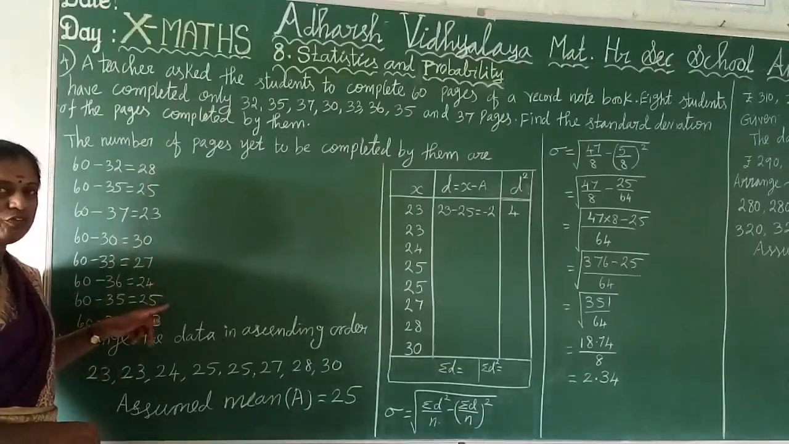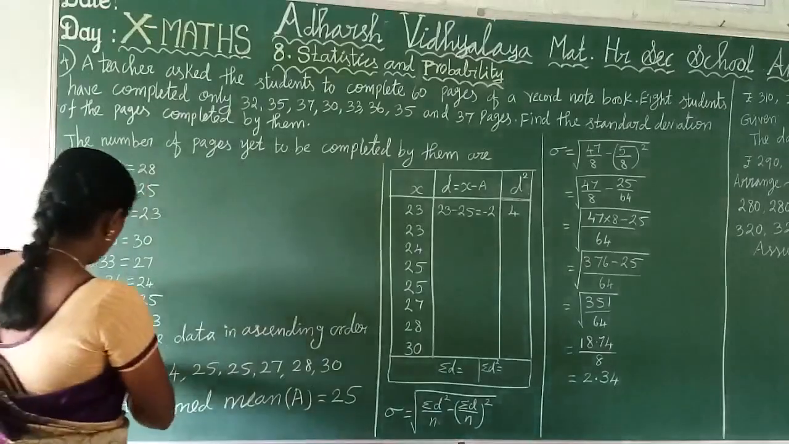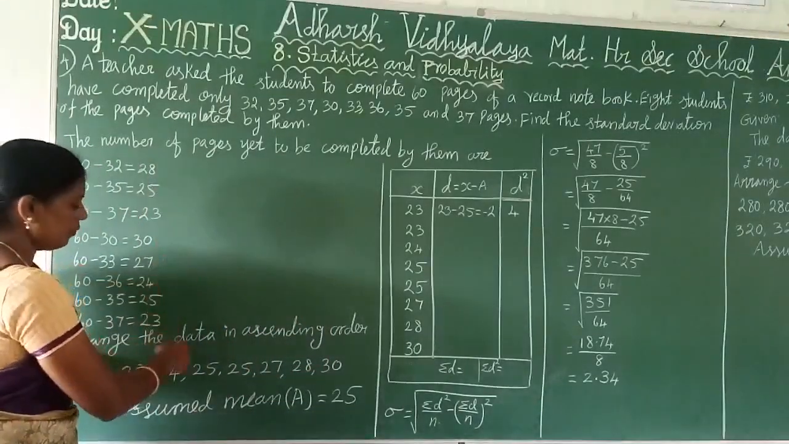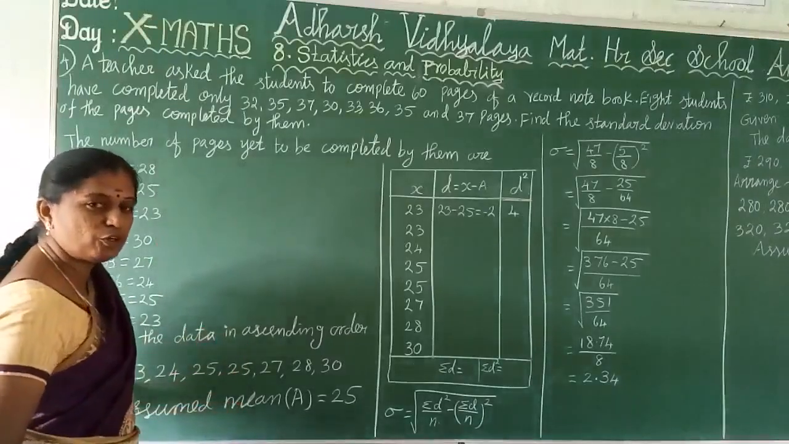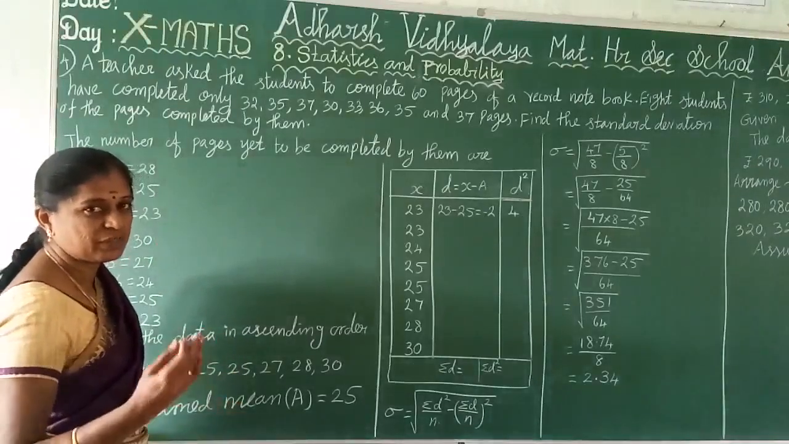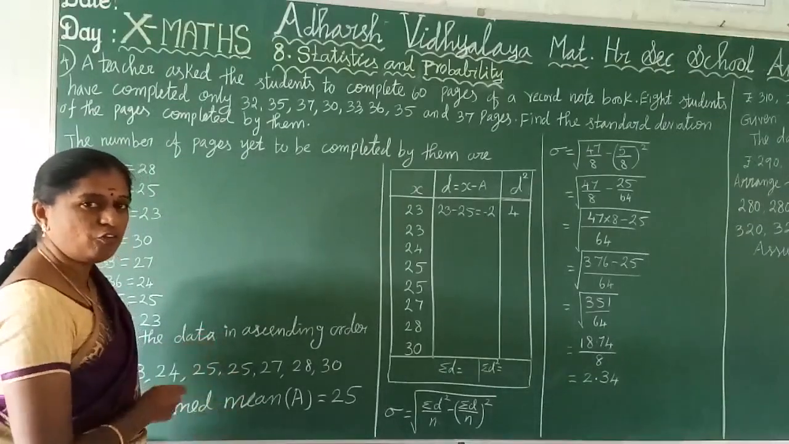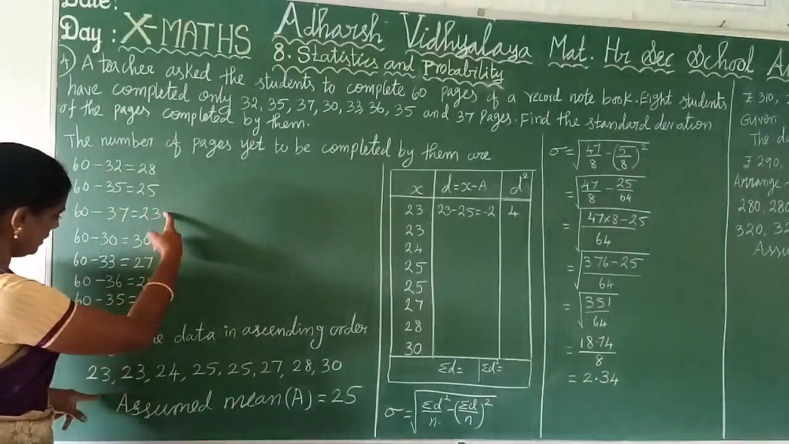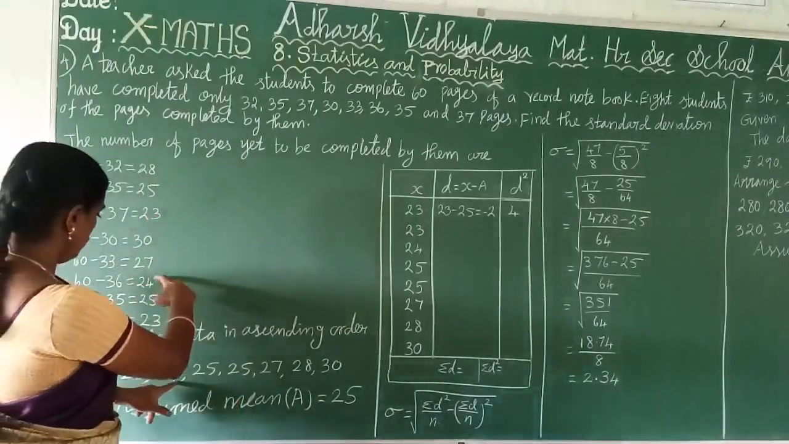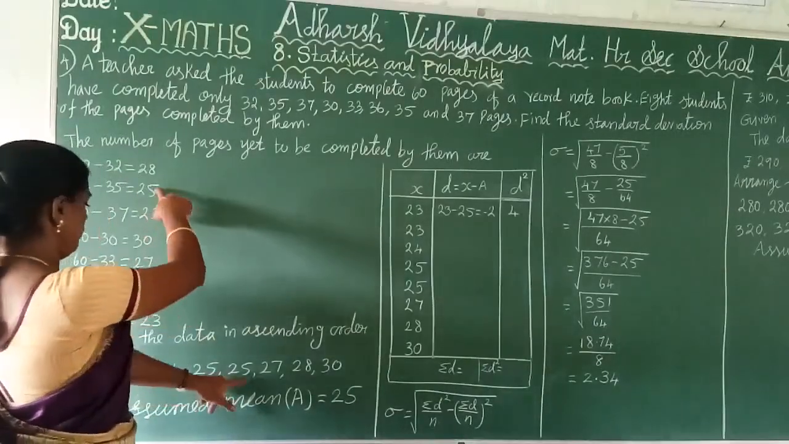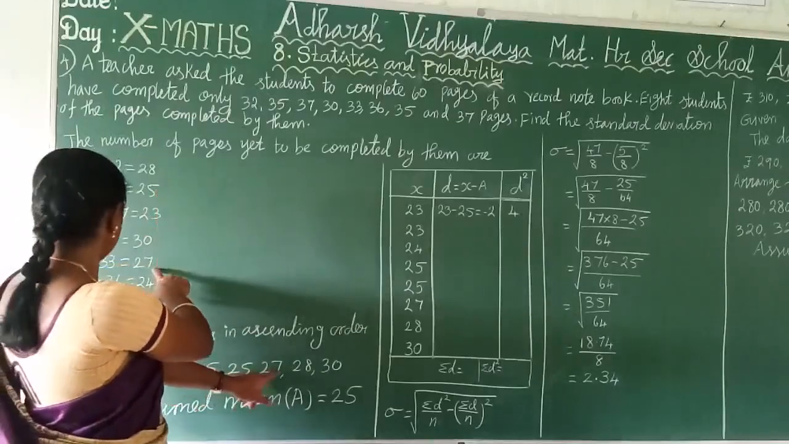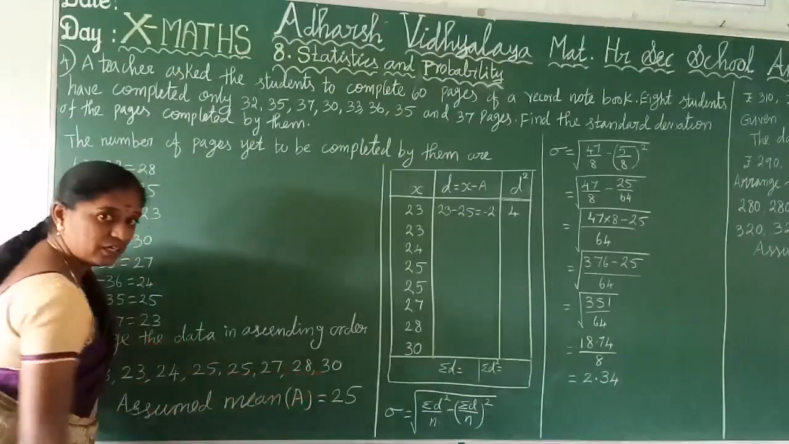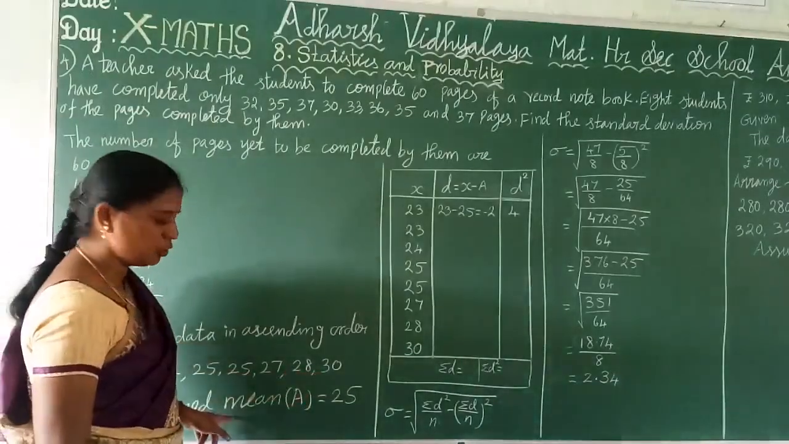Using this data, you want to find the standard deviation. So arrange the data in ascending order. Clear? Before that, you arrange it in ascending or descending order. Now we arrange in ascending order: 23, 23, 24, 25, 25, 27, 28 and 30. Clear? Next we have to find the assumed mean.